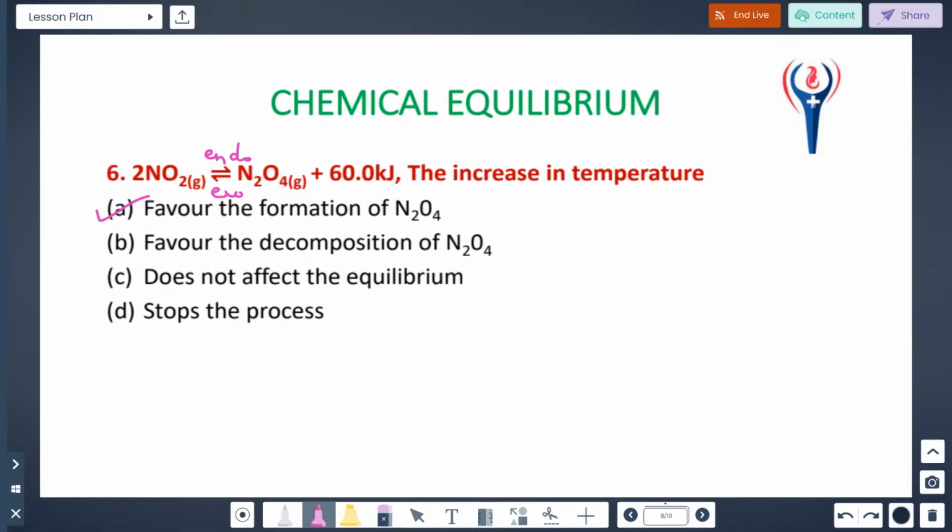Are you following? Plus is given means this is called endo, automatically this is exo. But we are giving some temperature. Among exo and endo, only endo absorbs the temperature if you give temperature. Understood? So the forward reaction takes place. Forward means what? Favor the formation of N2O4. Okay? Right, simple one. This is based on what? Le Chatelier's principle. Understood?